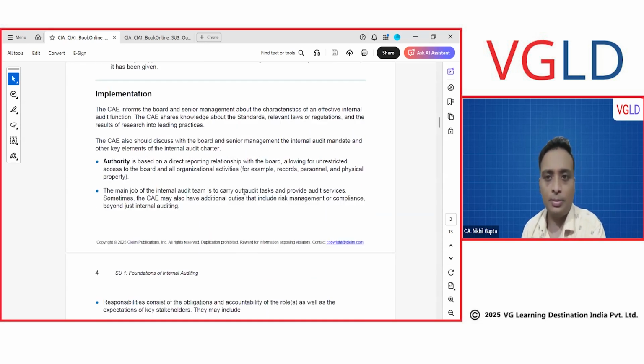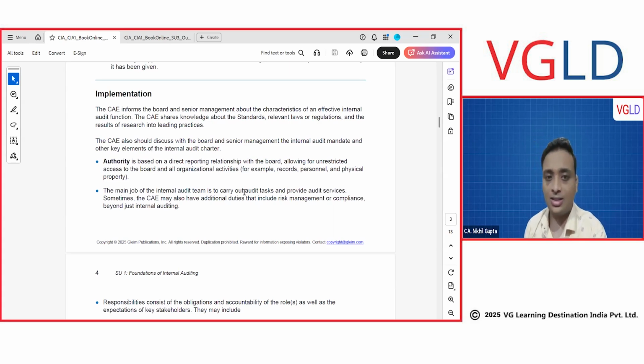Now, let's talk about the implementation. The CAE informs the board and senior management about the characteristics of an effective internal audit function. The CAE shares knowledge about the standards, and relevant laws and regulations, just as Neha explained about changes in laws and regulations. The laws and regulations keep on changing, but we have to adapt and function with the relevant and presently applicable laws and regulations. So the CAE's responsibility is to share that knowledge of changing laws and regulations with the board, and the results of research into leading practice.